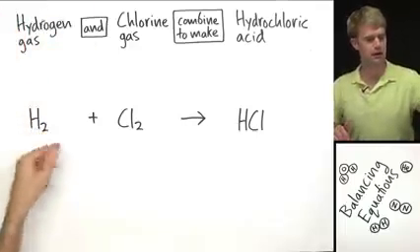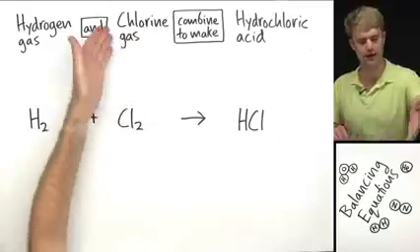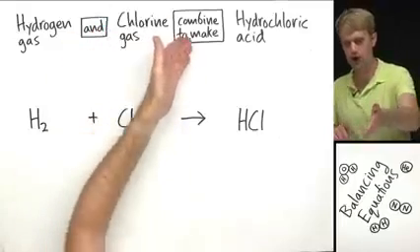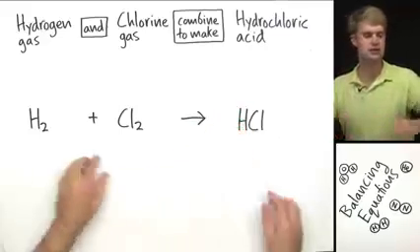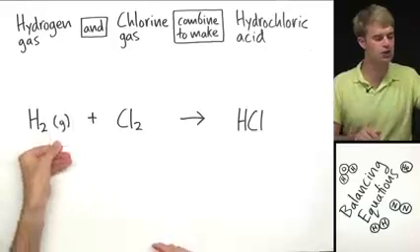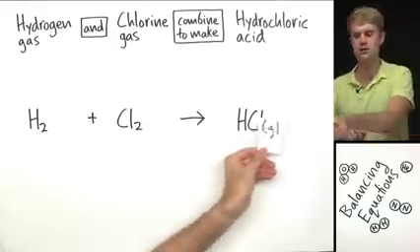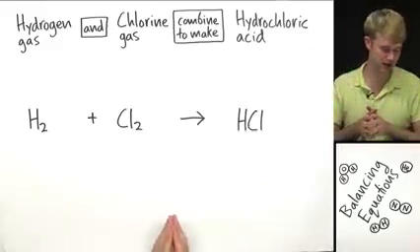So the chemical equation looks like this. Hydrogen gas, its chemical formula is H2. We have the plus. Chlorine gas is Cl2. We get the arrow. And then hydrochloric acid, its chemical formula is HCl. Okay, now if I wanted to be really precise about things, I could put a (g) in parentheses next to each one of these to show that they're gases, but I'm trying to keep things simple for this video.